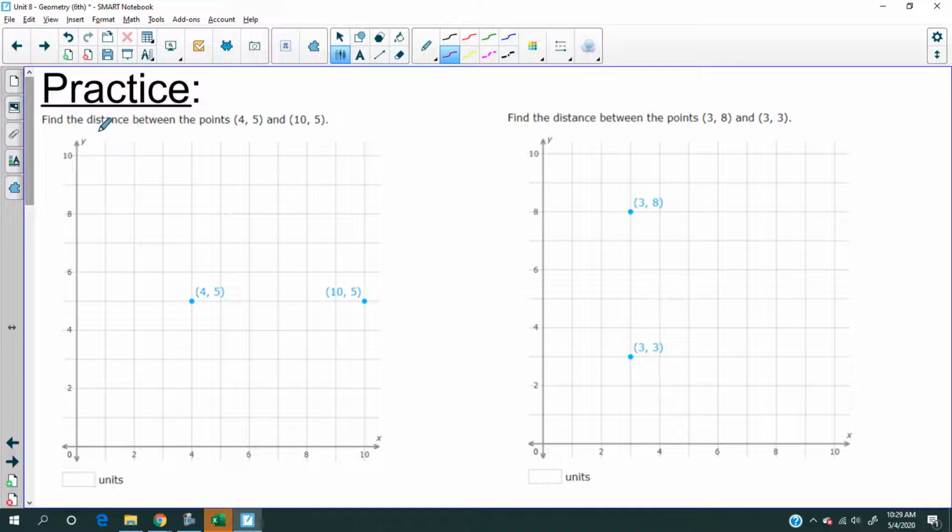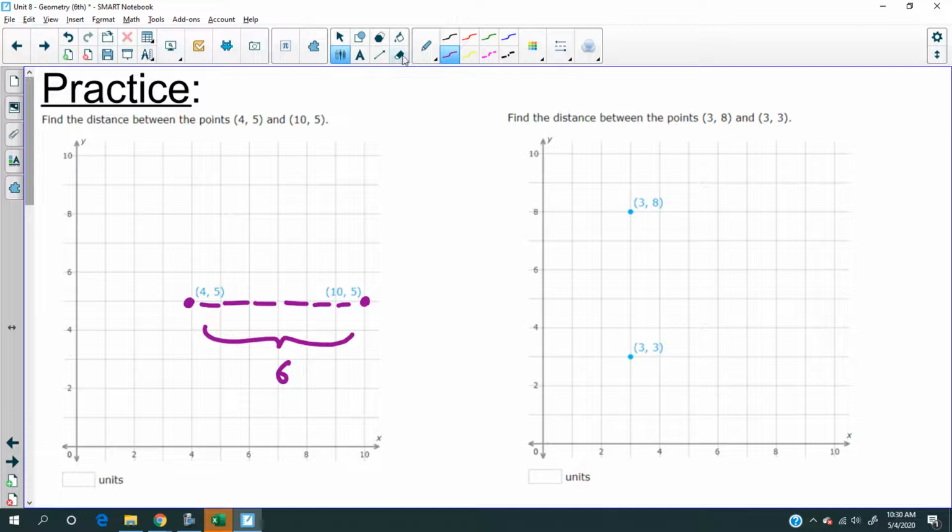Let's try this one. I know the font is a little light, but I was trying to fit both of these in there. Find the distance between 4, 5, which is right here, and 10, 5. Now, on the one hand, you could do what you've been doing, from Mr. Bell's video. You can count: 1, 2, 3, 4, 5, 6. I know the answer is 6.